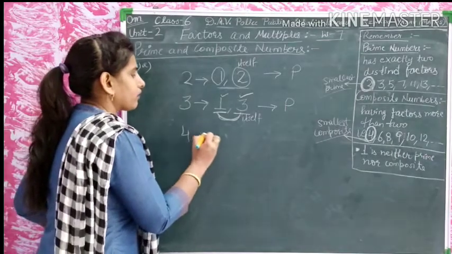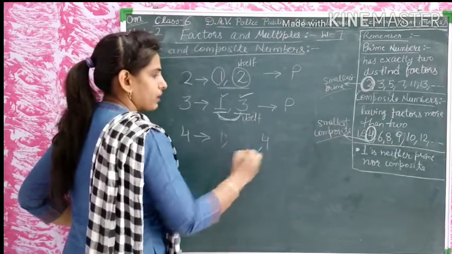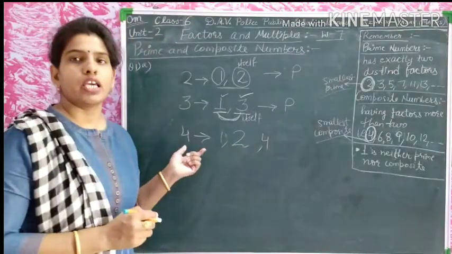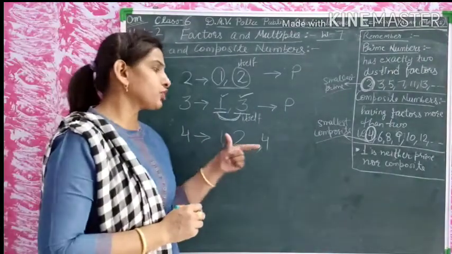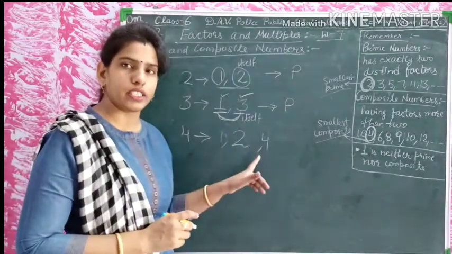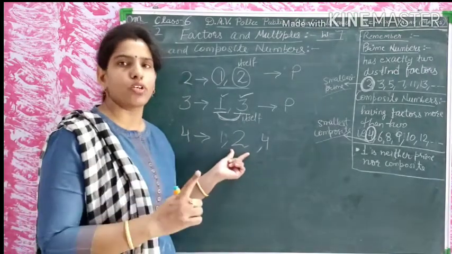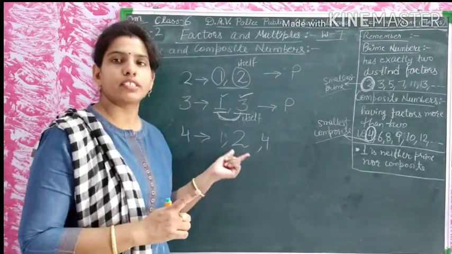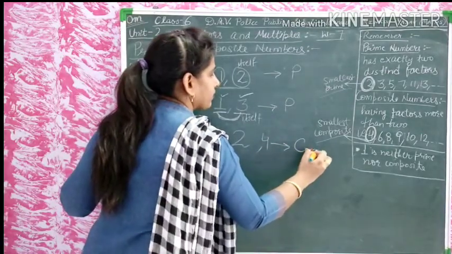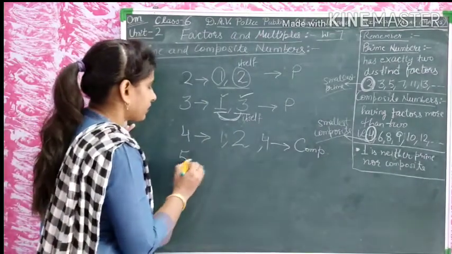Now we go to the number 4. It is divided by 1 and itself, but another number, 2, also divides this number. If any number has more than 2 factors, 1 and itself and at least one other factor, it means this is a composite number. Is this clear, students? Now we go to the next number, 5.